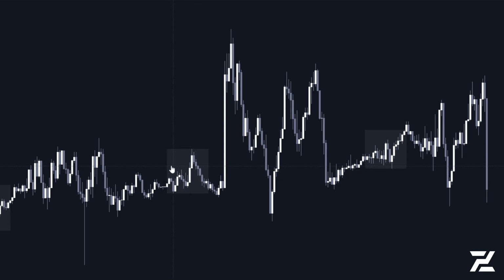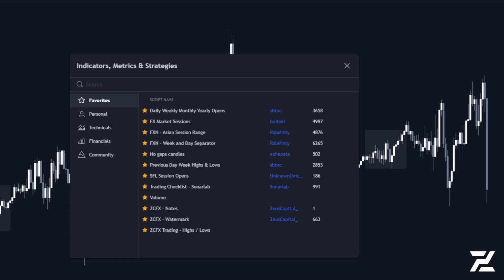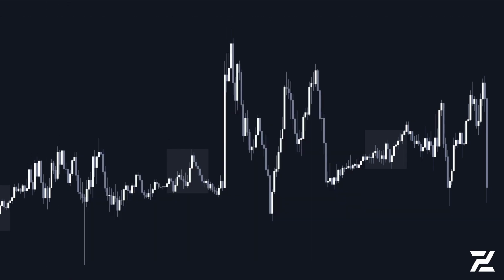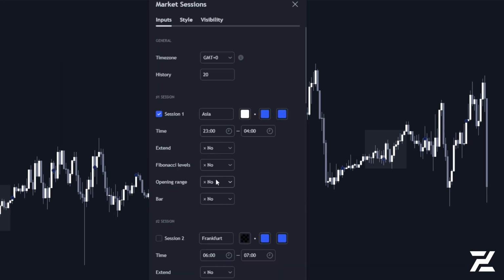As you can see here, we've got a box here. What you want to do is go over to indicators at the top of the TradingView page, and type in, well, there's multiple ones you can use. I personally use a different one, but you can use FXN Asia session range, or just type in Asia session range or whatever it is. I've got this one called market sessions, so you can go ahead and type that in. It should look something like this.